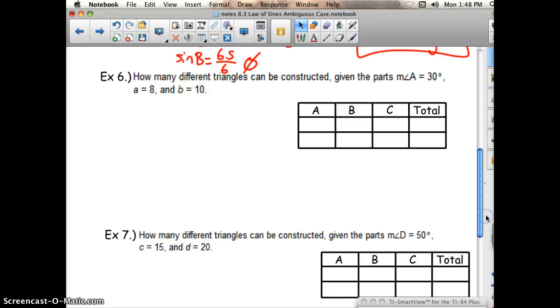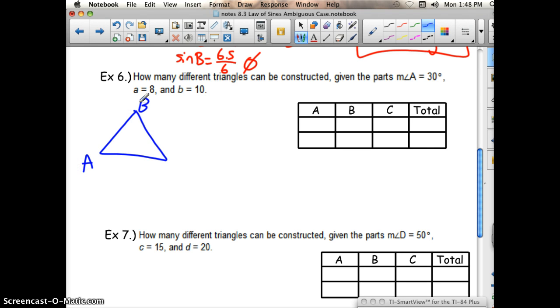How many different triangles can be constructed given the parts? Measure of angle A is 30, a is 8, and b is 10. So again, I draw my triangle ABC. Little a is 8, little b is 10, and this is 30 degrees.